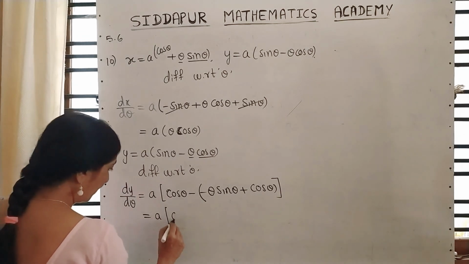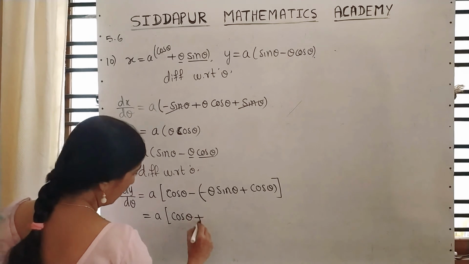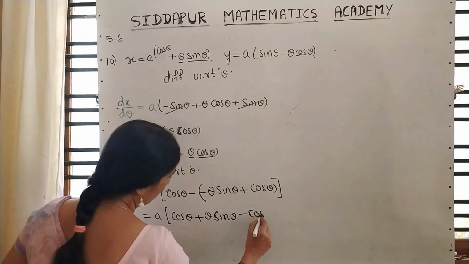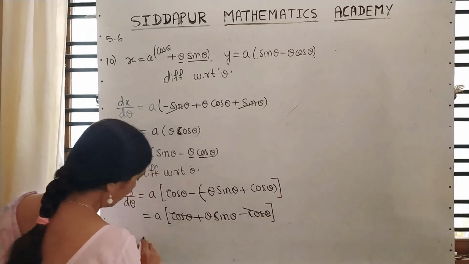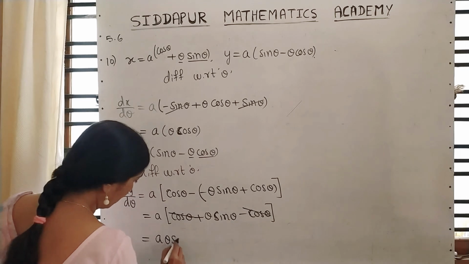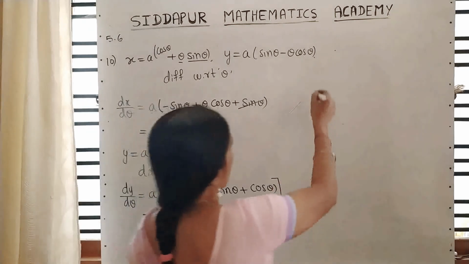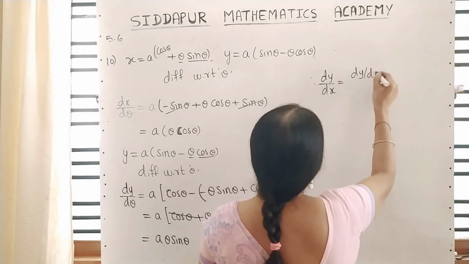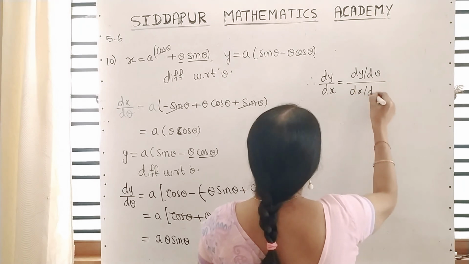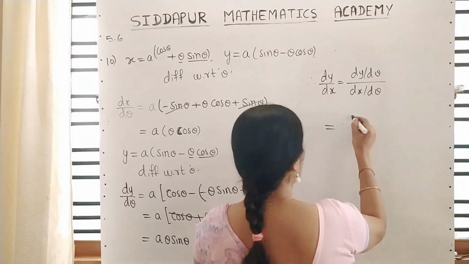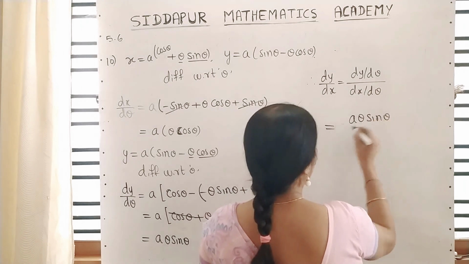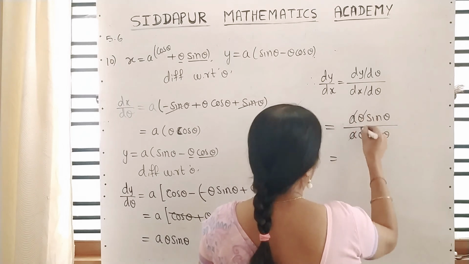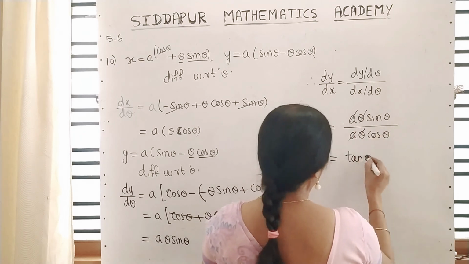This is a cos theta, take minus inside. Theta sin theta, minus into plus is minus cos theta. Minus cos theta plus cos theta cancels. a theta sin theta. Therefore, dy upon dx is equal to dy upon d theta divided by dx upon d theta. dy upon d theta is a theta sin theta. dx upon d theta is a theta cos theta. a and theta get cancelled. Sin by cos is tan theta.